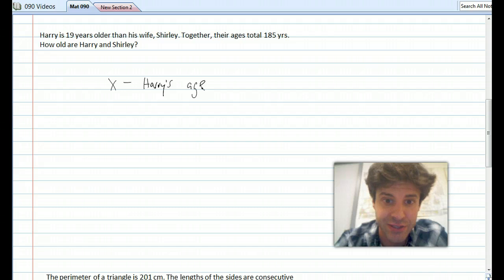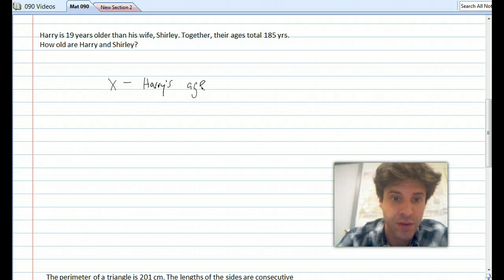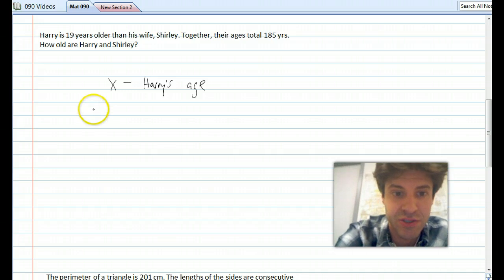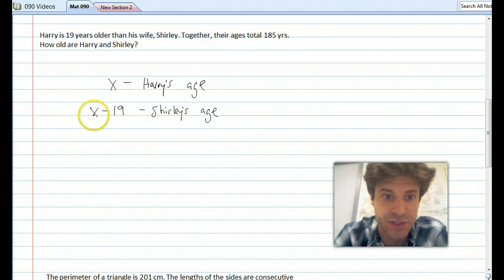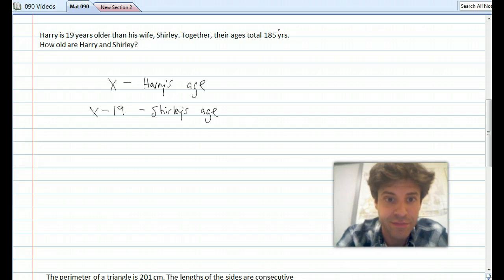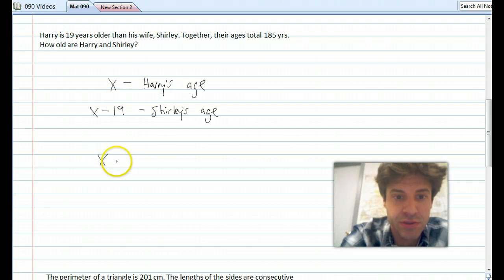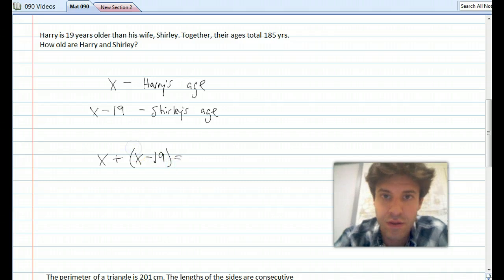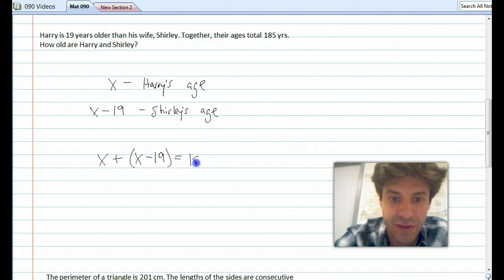Okay, so if Harry is x years old, how old is Shirley? Well, Shirley is going to be, I guess, 19 years younger. So what does that mean? That means Shirley is x minus 19 years old. If Harry is 50 years old, then Shirley is going to be 50 minus 19 years old. Now the problem says, together their ages total 185 years. What does that mean? Well, it means if you add their two ages together, you get 185. So let's do it. Harry is x years old. Shirley is x minus 19 years old. Their two ages should add up to 185.